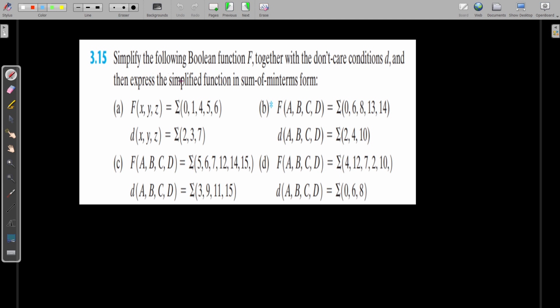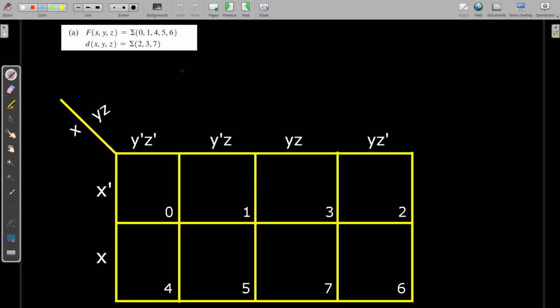Now we are going to solve problem 3.15 from Digital Design by Morris Mano's 5th edition. The question is, simplify the following Boolean function f together with the don't care conditions d and then express the simplified function in sum of minterms form. Here we are given 4 problems and we'll solve them one by one. So let's start with the first problem.